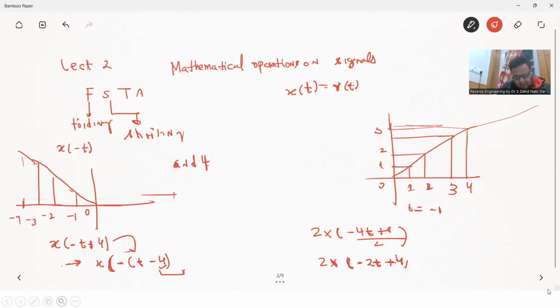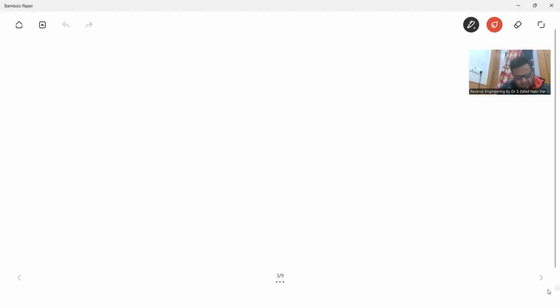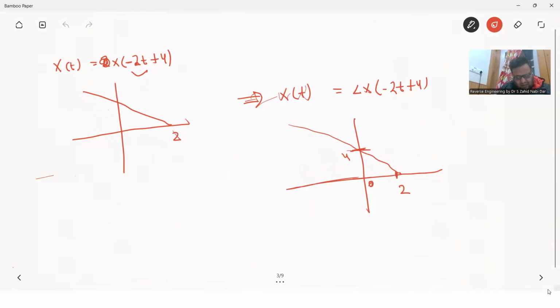So in order to get this signal, how do I go about it? I just add 4. Whatever is at 0 moves to 4, and whatever is at minus 1 moves to 3. Whatever is at minus 2, because I'm adding 4, moves to 2. And whatever is at minus 5, plus 4, so on and so forth, I'll be doing it. So that means x of minus t plus 4 will completely shift. The 0 value will shift to 4 and the minus 4 value will shift to 0. Minus 6 plus 4 I am doing. So basically I'll realize my signal x of minus t plus 4.